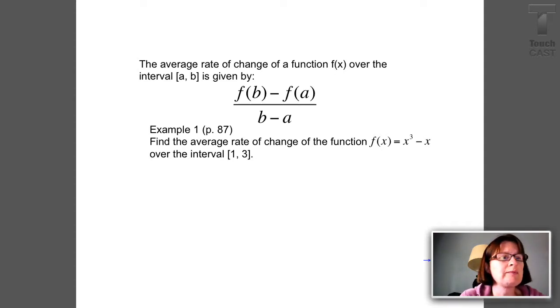So example 1, I want to find the average rate of change of x cubed minus x over the interval 1 to 3. So you can see that in this problem, standing in for b is 3 and standing in for a is 1. So here's what we do. We're going to plug in 3's everywhere we see b in this expression for average rate of change. We're going to plug in 1's for a's.